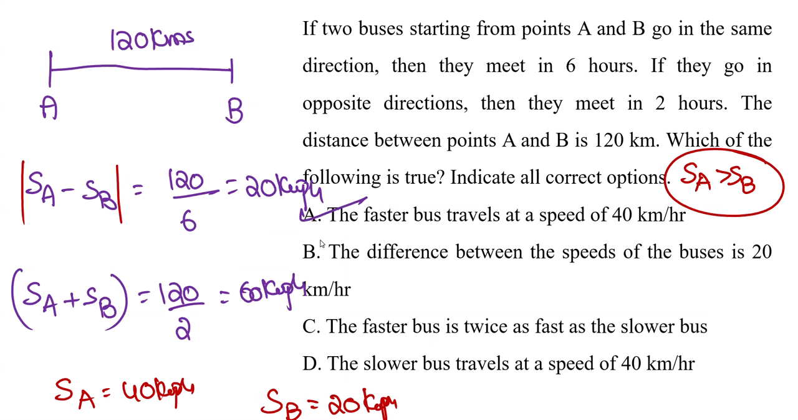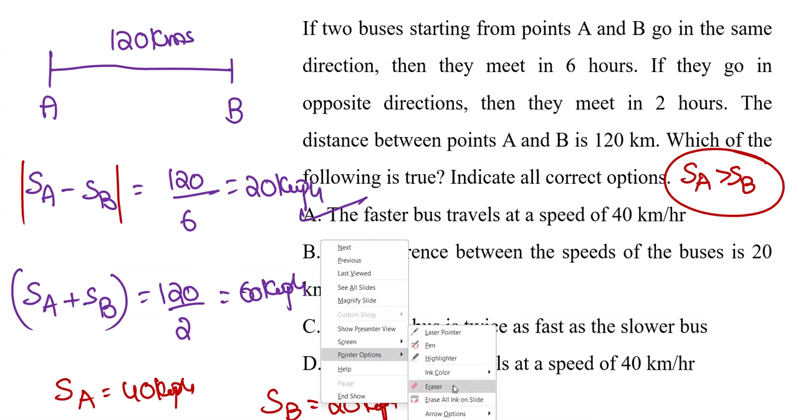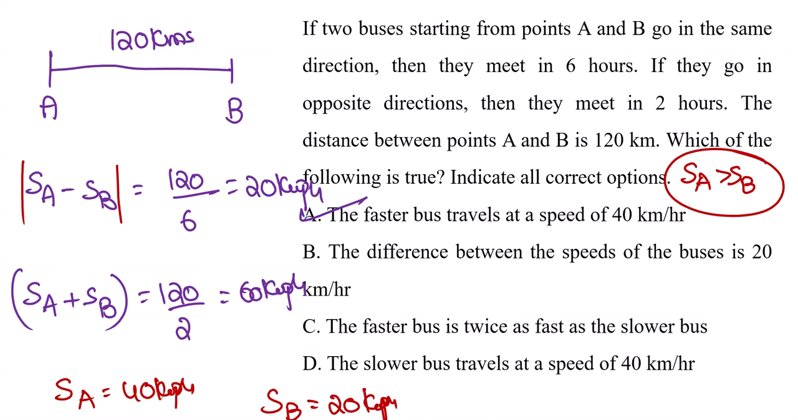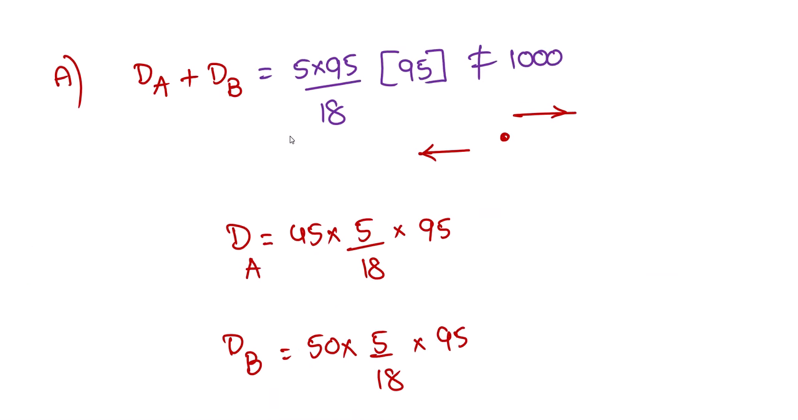Yes, correct. Except D, the rest of the options are correct as per this question. The faster one is 40, which is twice the slower one. The difference, yes, A, B, C are all correct. D is wrong: the slower bus travels at 20 kilometers per hour, not 40. So A, B, C, all these three options are correct. Right, now let's move on to the next question.